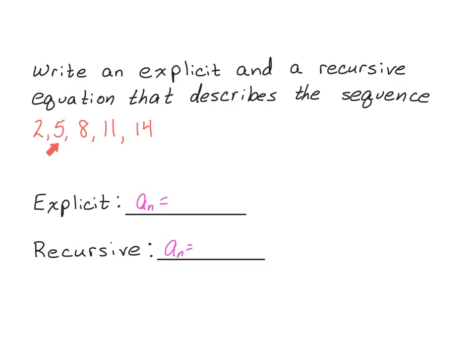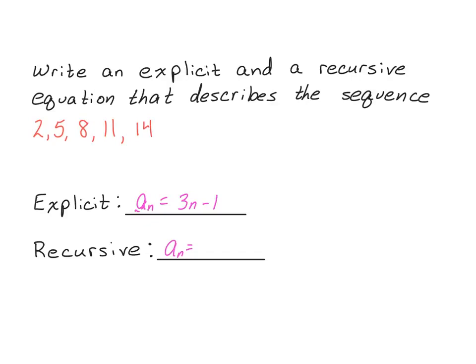When n is 2 for the second term, we have to get a 5. When n is 3, we have to get an 8. When n is 4, we have to get 11. And when n is 5, we have to get 15. The equation that will generate that will be 3n minus 1. So for your first term, meaning a sub 1, that would give you 3 times 1 minus 1, which is 2. Your second term would be a sub 2, which is 3 times 2 is 6, minus 1 is 5. Third term, 3 times 3 minus 1 is 8, and so on.